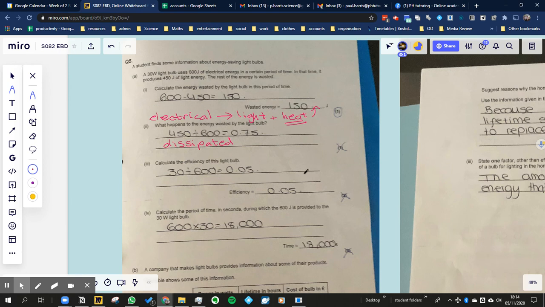But to work out what the efficiency is, you say what proportion or what fraction of the energy that we put in was turned into useful energy. What fraction of it was turned into useful energy? So the useful energy, we can write this over here, is the 450 joules. And the total energy in, the energy that we put in, was 600. So we want to know what proportion of the 600 is that 450.